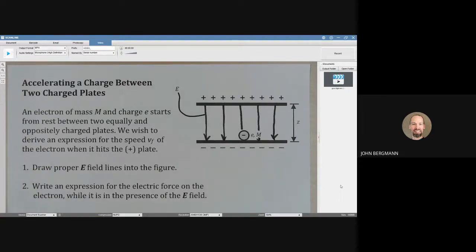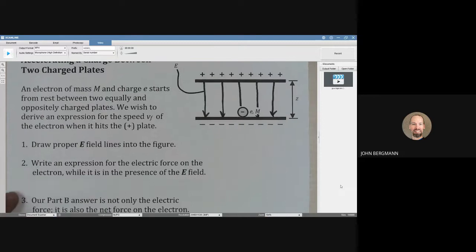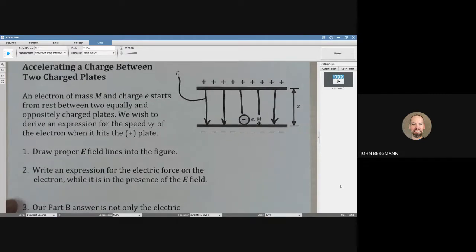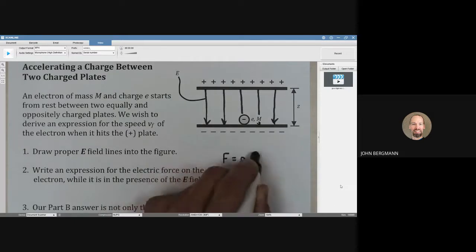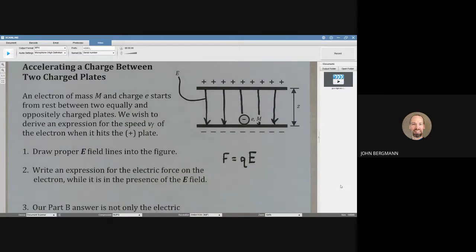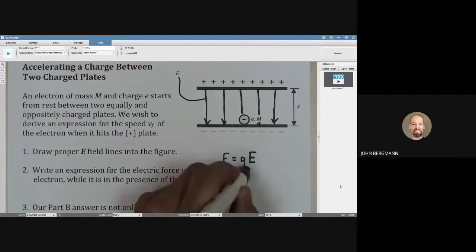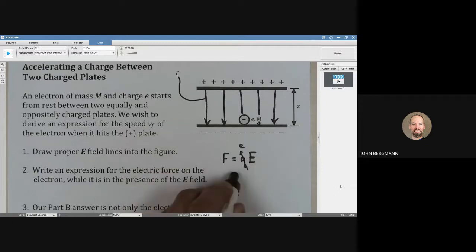Write an expression, number 2, for the electric force on the electron while it's in the presence of the electric field. The electric force is given by Q times the strength of the electric field that Q finds itself in. And that's pretty much the right answer. However, the charge here is given not as Q, but as lowercase e. So I think what we want here is the force that this electron will feel should be written like that. We want to express our answer in terms of the variables that were given in this particular problem.